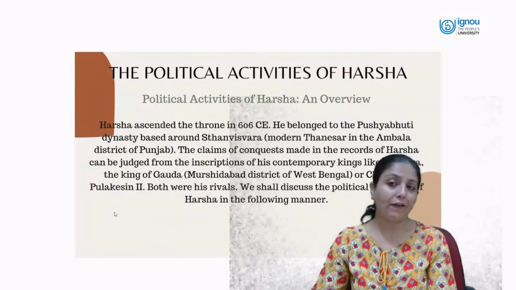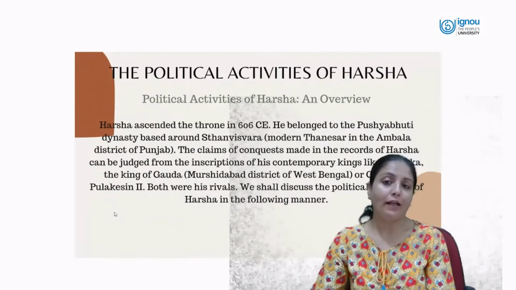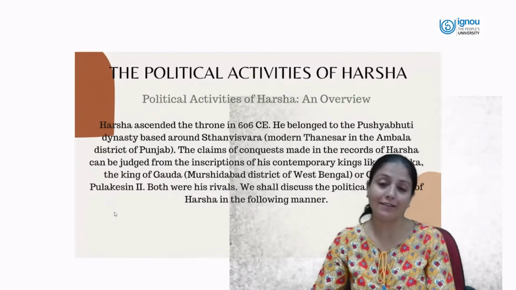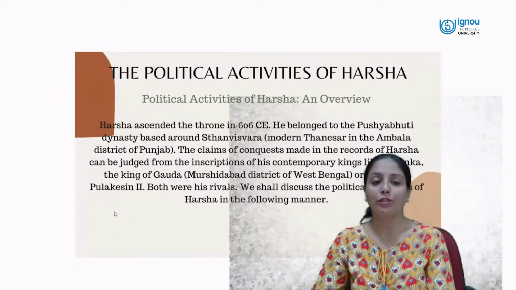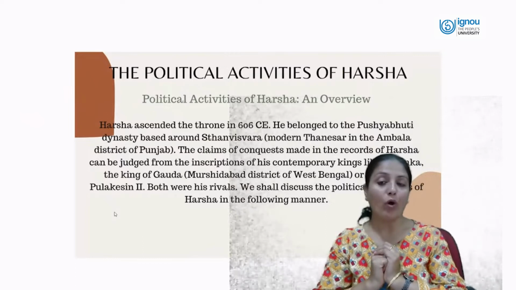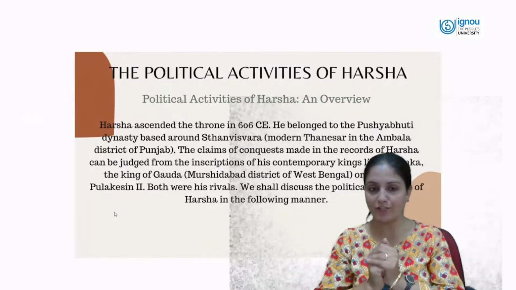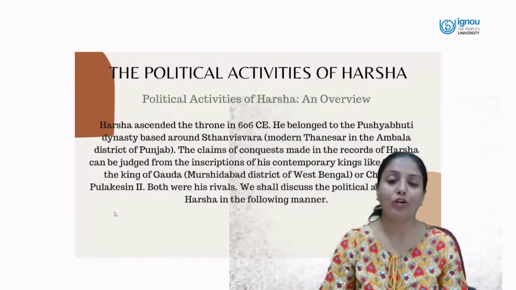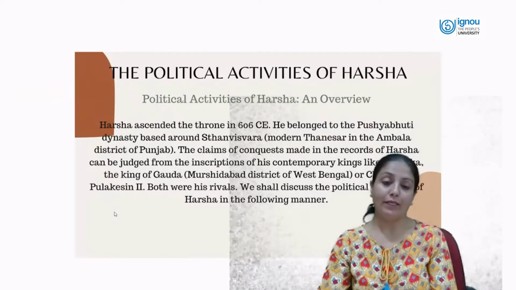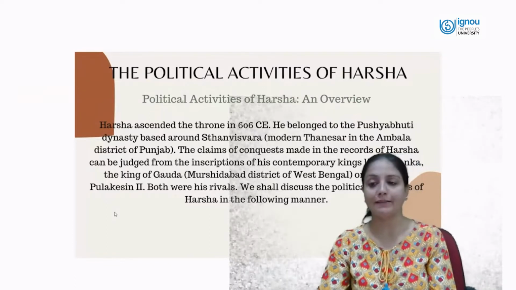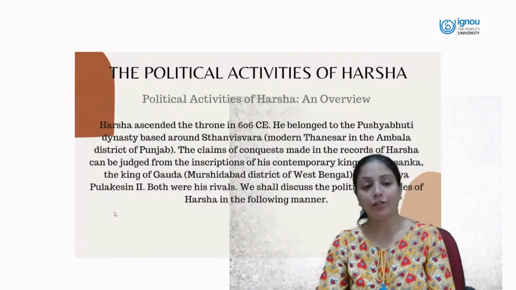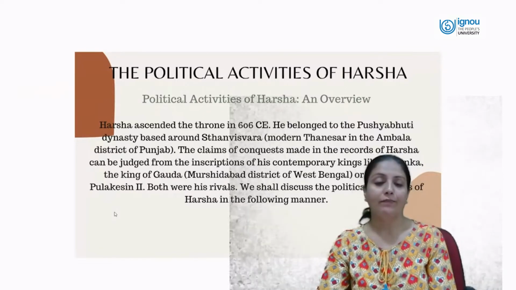What were the political activities of Harsha? Harsha ascended the throne in 606 CE. He belonged to the Pushyabhuti dynasty based around Thanesvara, that is modern Thaneshwar in the Ambala district of Punjab. The claims of conquest made in the records of Harsha can be judged from the inscriptions of his contemporary kings like Sasanka, the king of Gauda, and Chalukya Pulkeshin II.